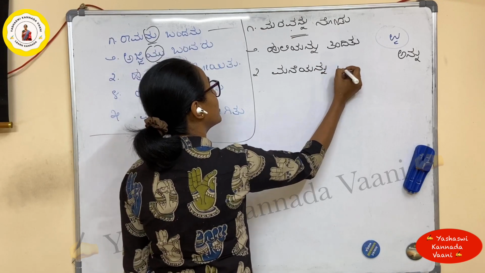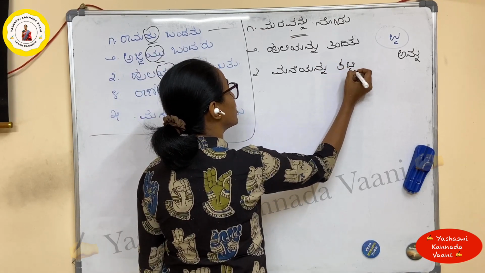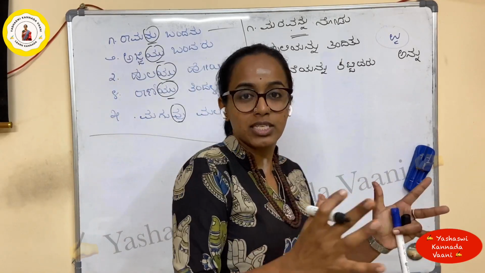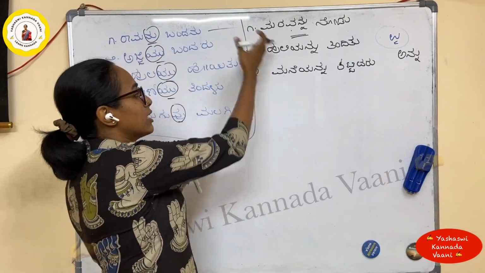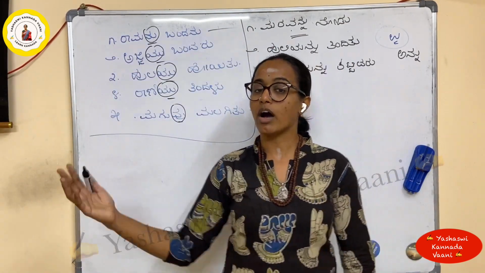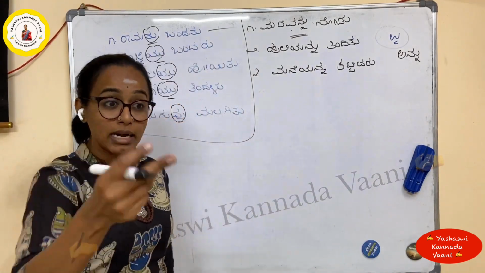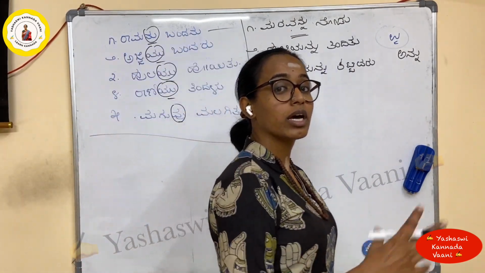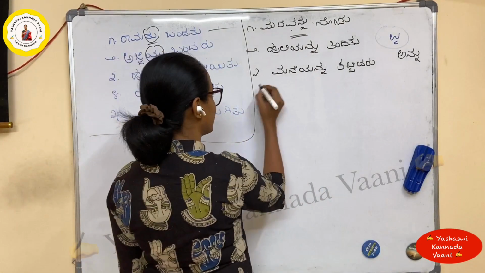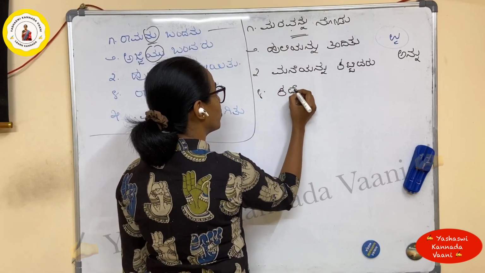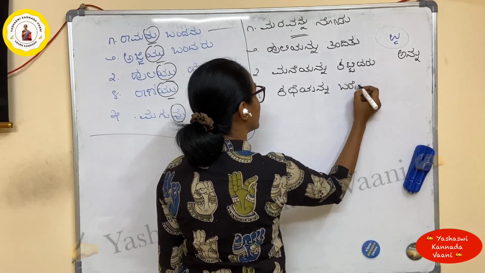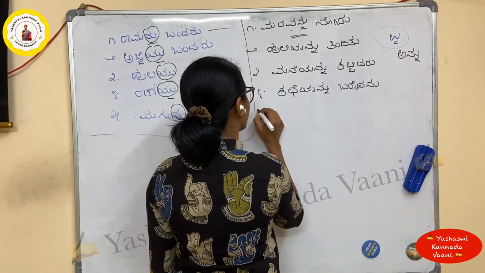Maneyannu kattidaru. Constructed the house. I'm not writing the complete sentence, I'm just taking a part of the sentence, okay? So you can just add on the sentence words behind, like Amma maneyannu kattidaru, Appa maneyannu kattidaru, Avaru maneyannu kattidaru. What did they build? They built the house. Maneyannu kattidaru. Okay, I'll quote one more example. Katheyannu baredaru. What did they write? They wrote the story. Katheyannu baredaru. Or katheyannu baredanu.